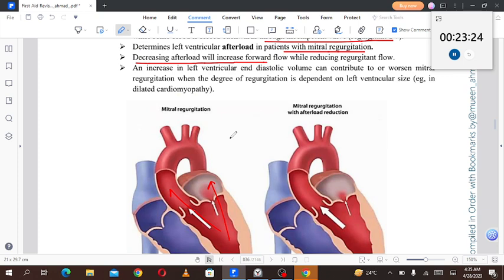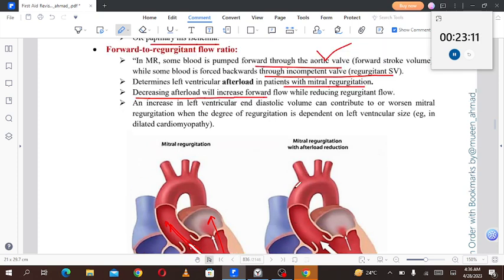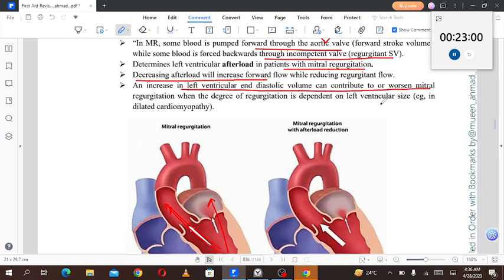Now, if we decrease the afterload by some mechanism, we cause vasodilation, specifically arterial dilation. If we cause vasodilation in the arteries, that will decrease the afterload, and the blood will be pumped more easily into the aorta than into the atrium. Okay, and an increase in the left ventricular end diastolic volume can worsen the mitral regurgitation when the degree of regurgitation is dependent on the left ventricular size, for example, in dilated cardiomyopathy.